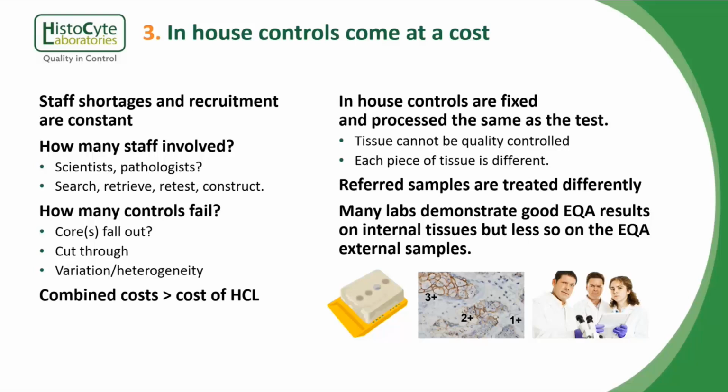As I mentioned before, variation that can occur through heterogeneity, just the heterogeneity of these proteins in the samples, means that in some cases within a few microns a block becomes useless, and in some cases they just don't have as much sample in that block as they first thought, so they're cut through very quickly. When laboratories take into consideration all these costs, they frequently outweigh the cost of buying controls.